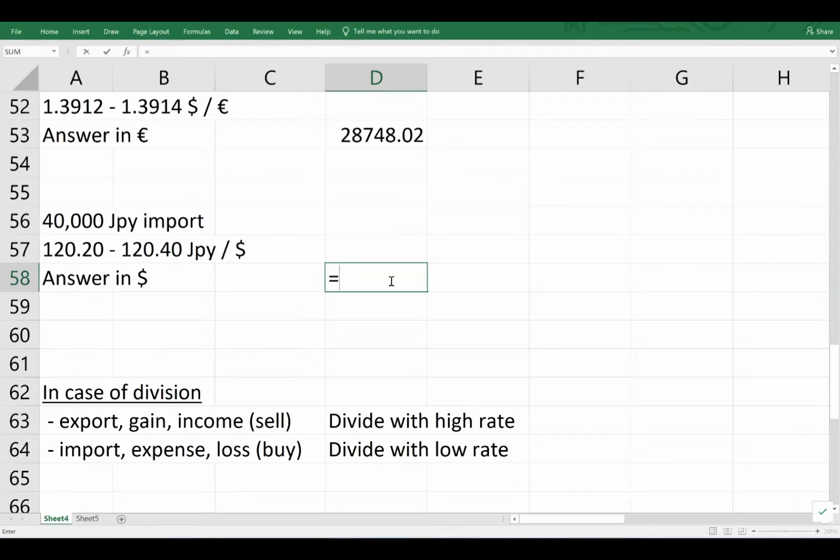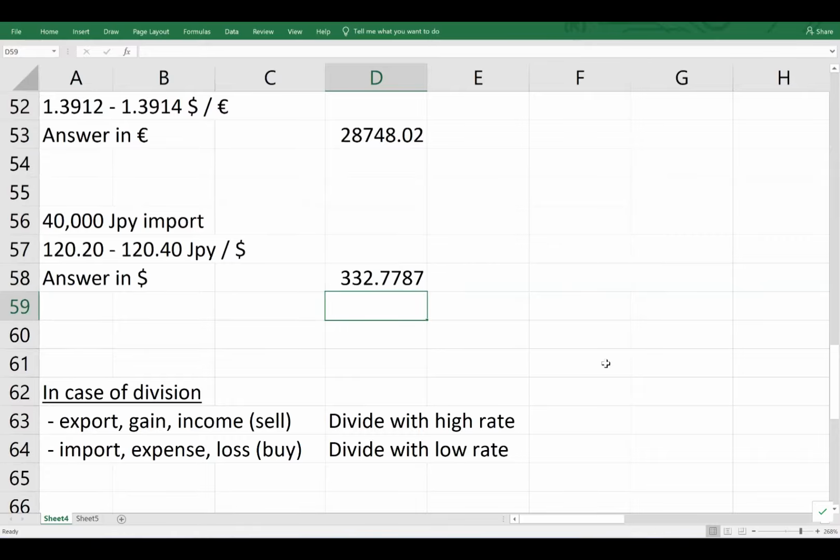Keep in mind, in case of a division, when you have a payment, divide with a low rate so that your payment will be more. And whenever you have a receipt, divide with a high rate so that your receipt will be less. So here is a division case and we have a payment. So we divide with the low rate so that we get the worse payment, which is this.